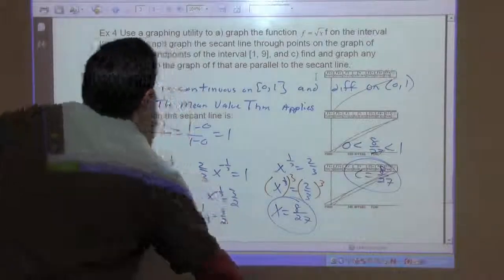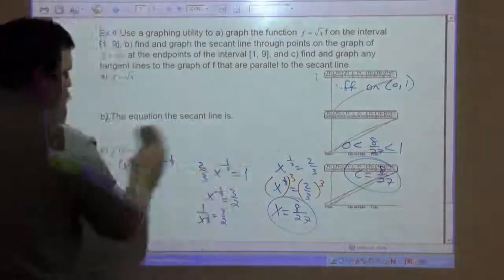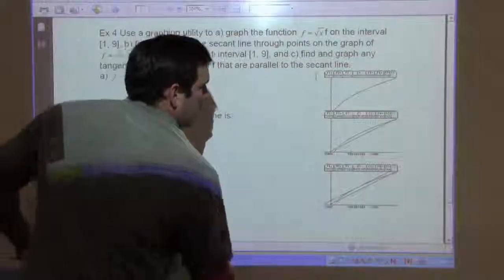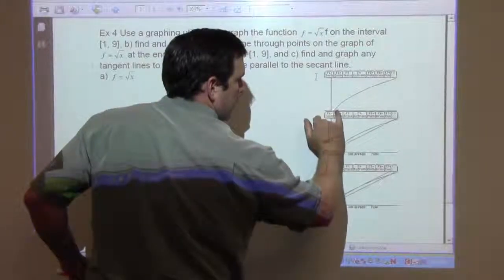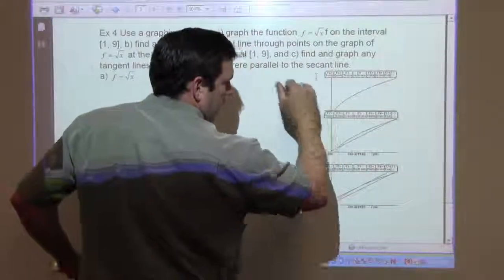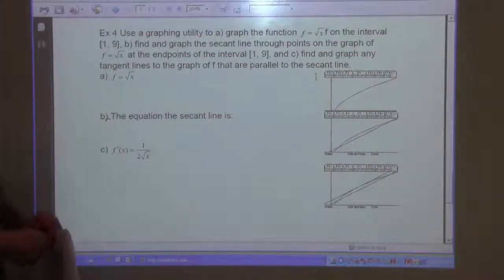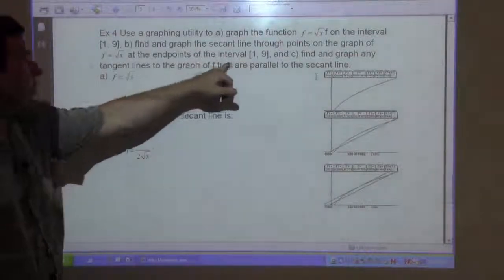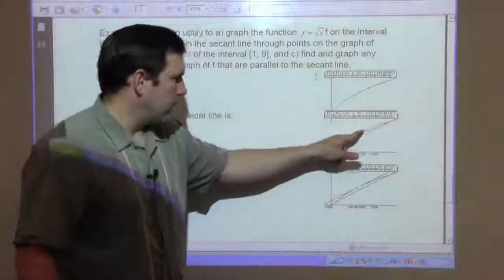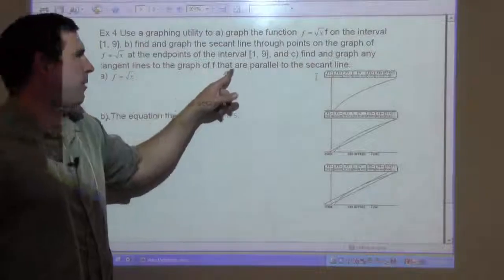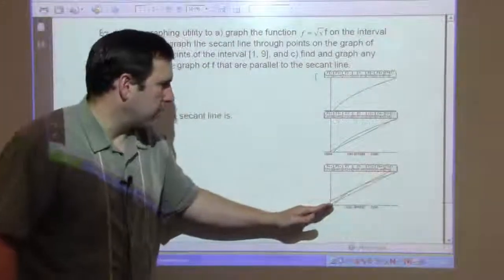Example 4. It says use a graphing utility to graph the function f of x equals the square root of x on the interval from 1 to 9. I did that here. Then find and graph the secant line through the points on the graph at the endpoints of the interval from 1 to 9. So that's what we have here. And find and graph any tangent lines to the graph of f that are parallel to the secant line. That's what I've done there.